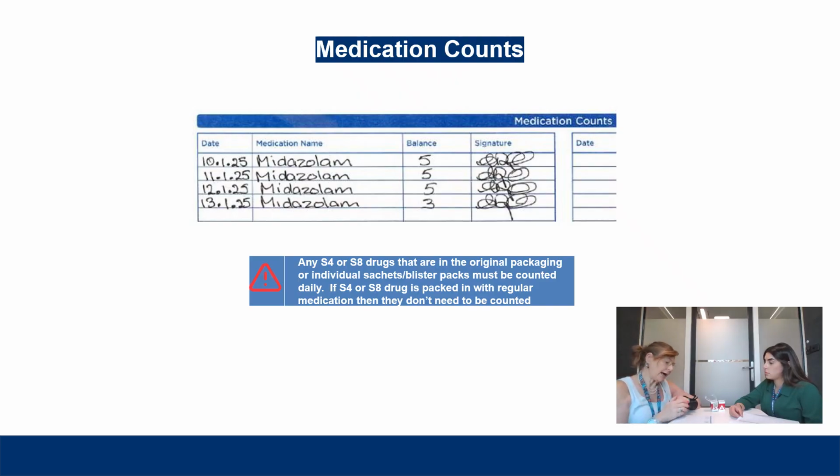So as you can see on this chart, Sam, we've done a count on the 12th, which says that there were 5 midazolam. And then on the 13th, there are only 3. Now, what would we do in this situation when we've counted 3? So from yesterday, 2 are missing. So it's a PRN medication, I'm assuming. So we'll just have to check whether it's been administered. Whether, you check. Very good.